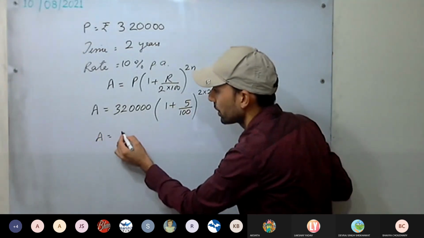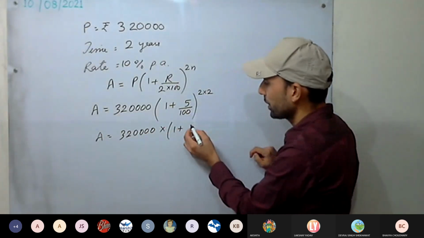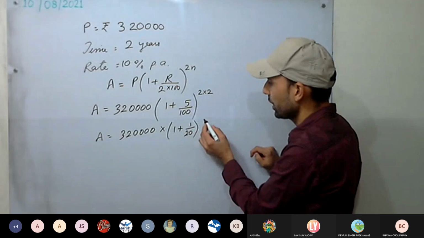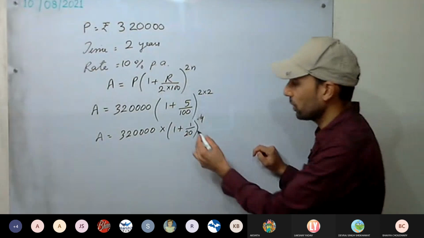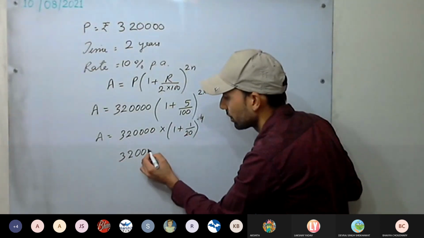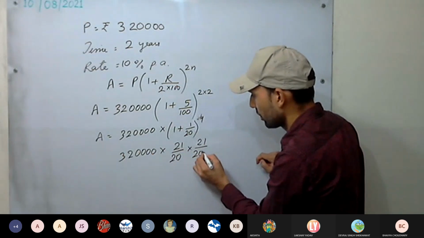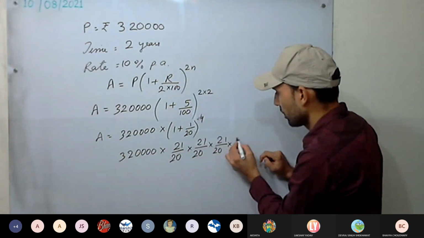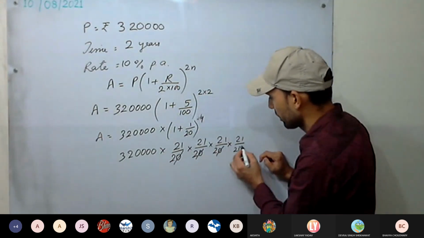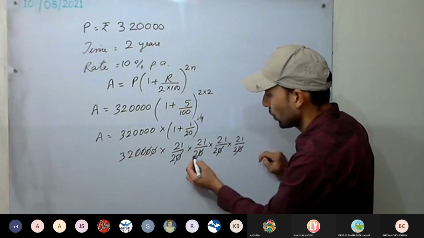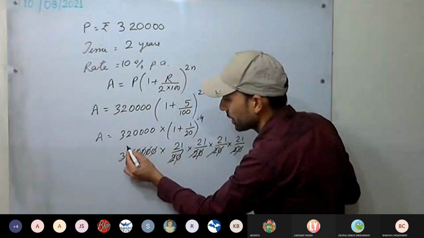So A = 3,20,000 into (1 + 1/20) to the power 4. So 20 plus 1, 21 upon 20. So it will be like this. Okay, so 4 zeros get cancelled. 2 twos are 4, 2 fours are 8, 2 eights are 16. They all get cancelled.